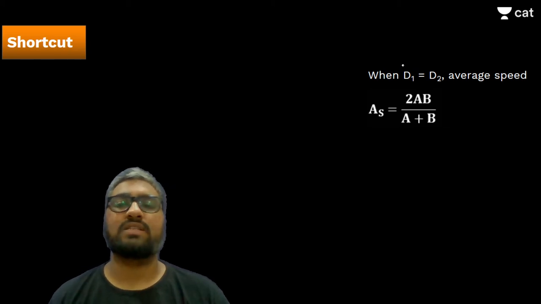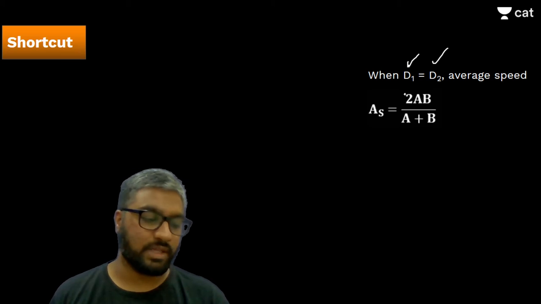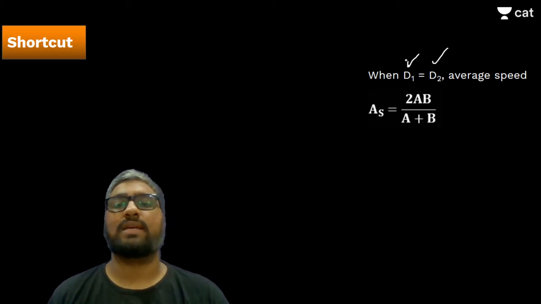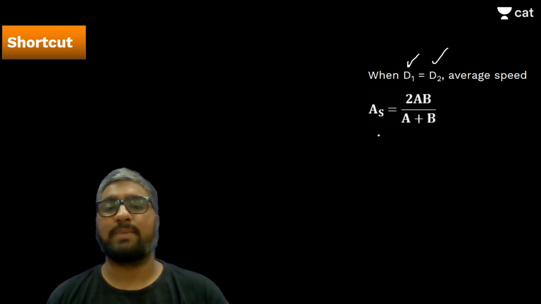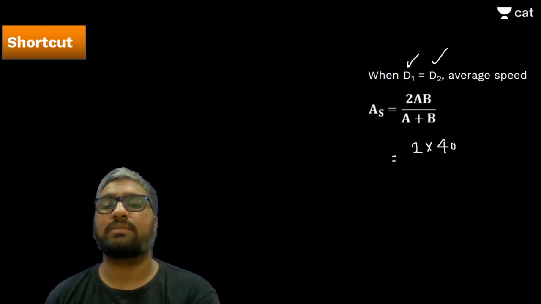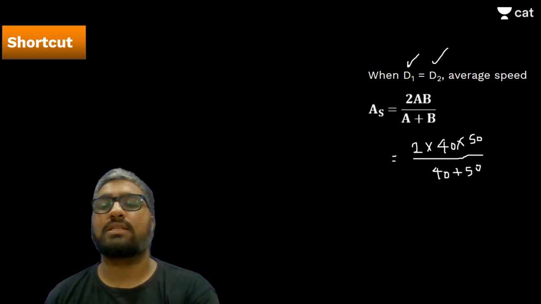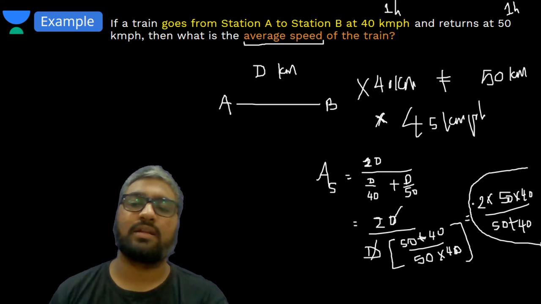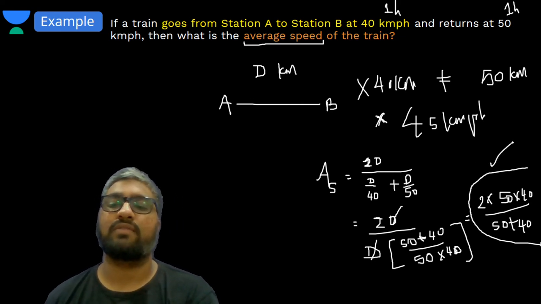Whenever you have situations where the distances are equal and only the speeds are given to you, the average speed is nothing but 2 times AB by A plus B. In this case, it would be what? 2 times A, which is 40 kilometers per hour, B is 50 kilometers per hour, over 40 plus 50. So this is what we were sitting and deriving here. 2 times 50 into 40 by 50 plus 40.